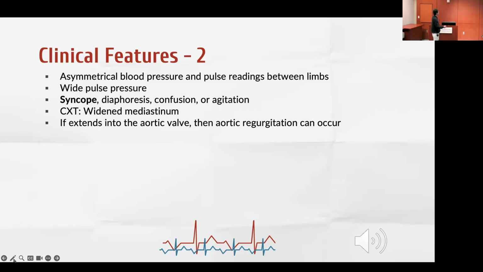And if it extends into the aortic valve, then aortic regurgitation can occur. This is a really, really important point, and I really want to emphasize this. You'll hear a murmur of aortic regurgitation from the aortic valve. But typically, on auscultation for aortic regurgitation, you'll hear it on the left sternal border. For dissection, you'll actually hear it on the right sternal border. So this is quite interesting.